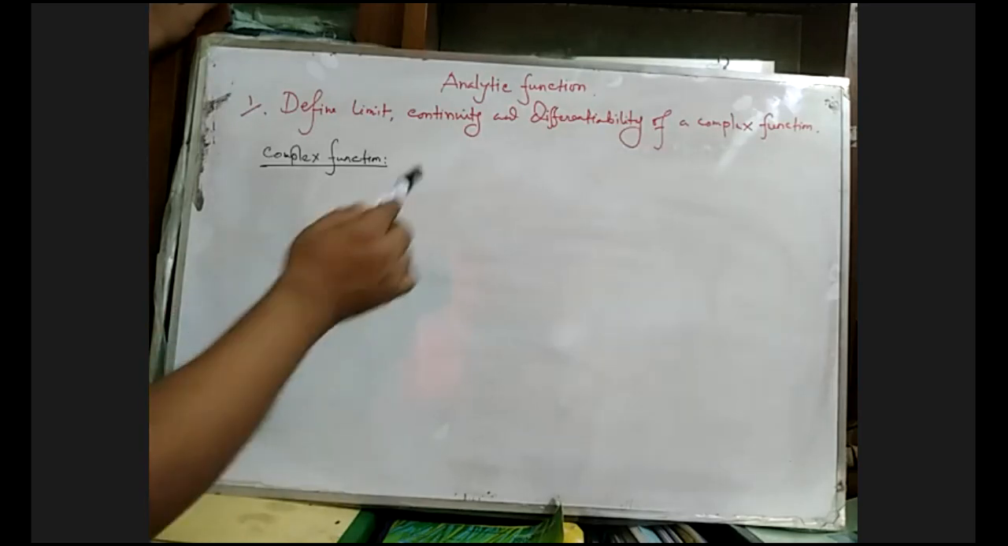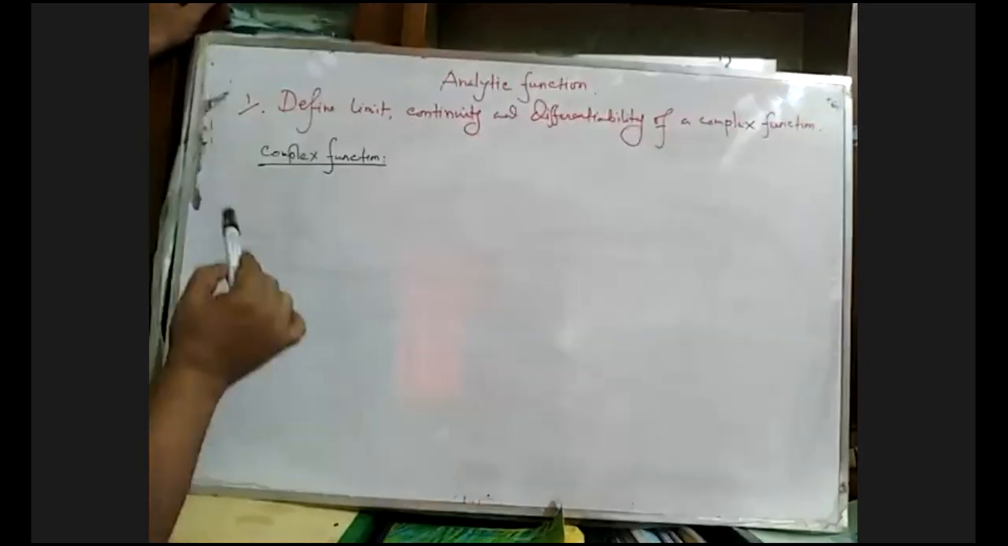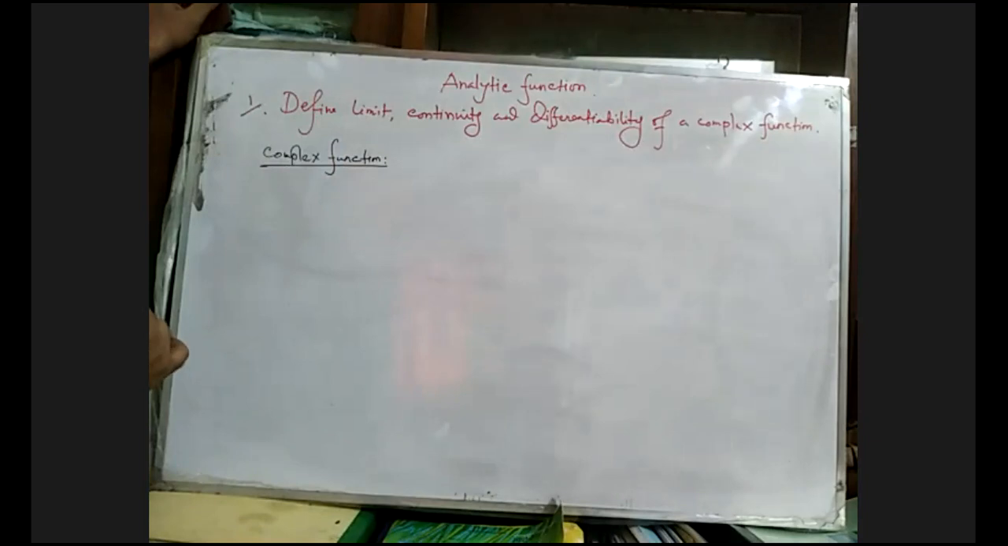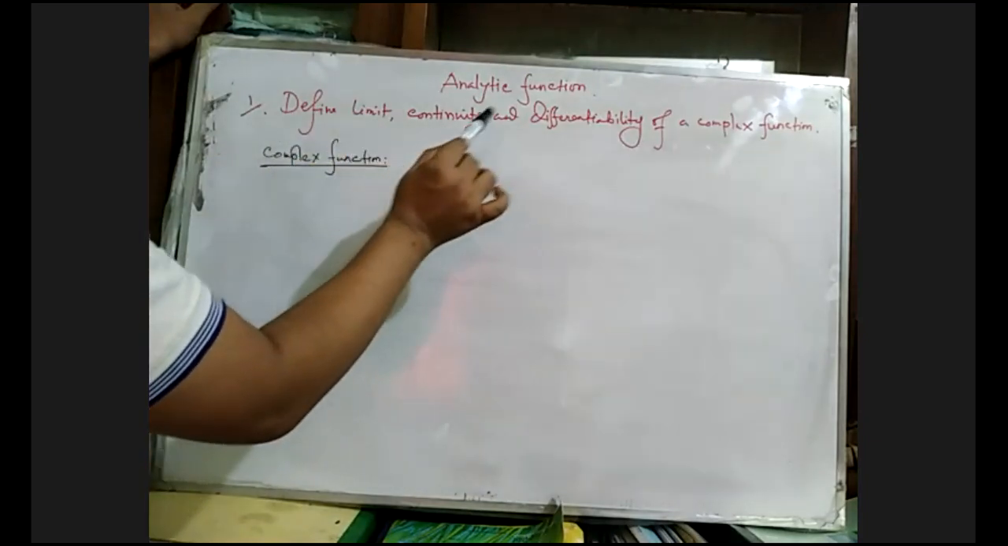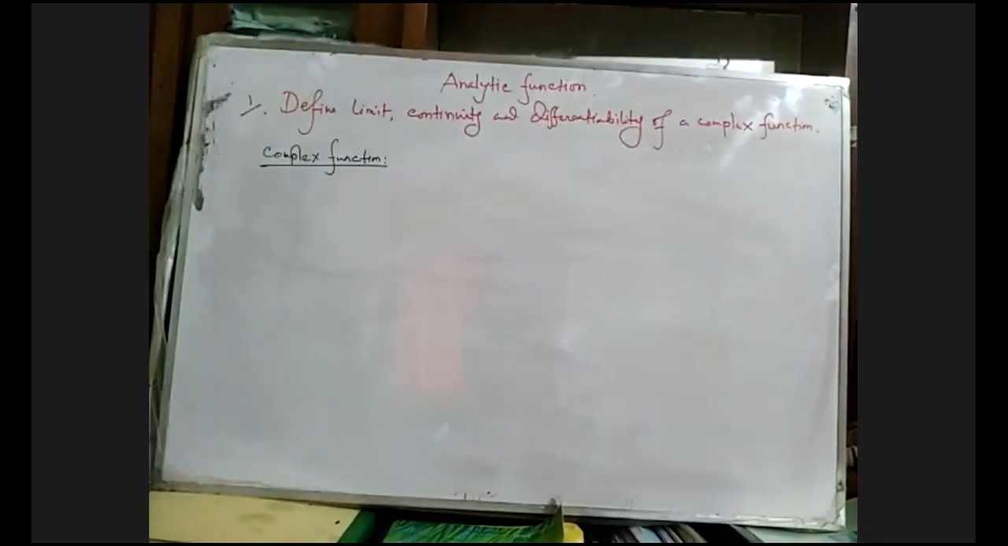Actually, the chapter name is analytic function. To discuss this analytic function, we have to first of all define the complex function. Then we can define limit, continuity, and differentiability of a complex function. So connecting to complex variable, we have to define limit, function, and continuity.